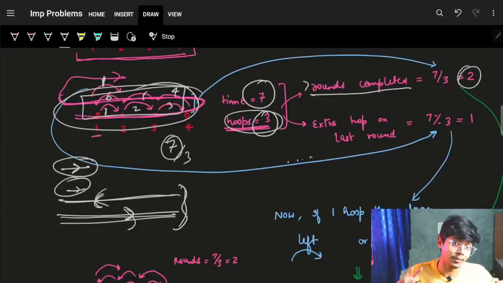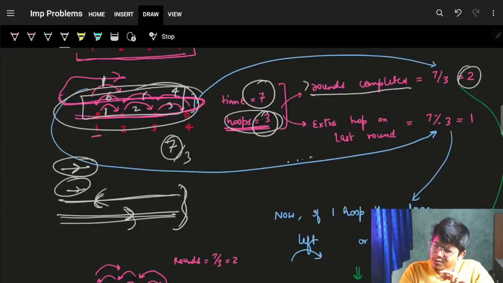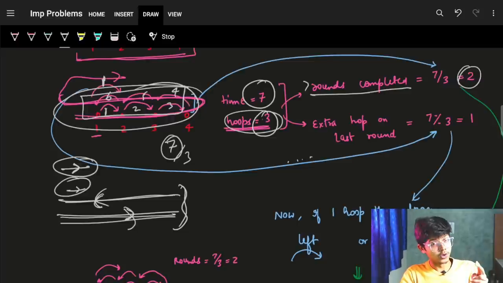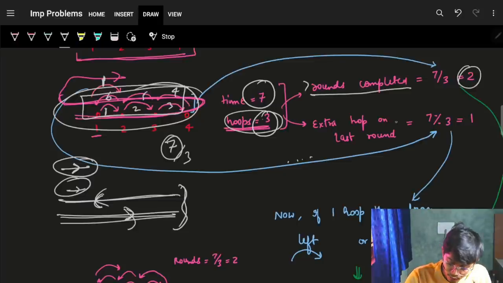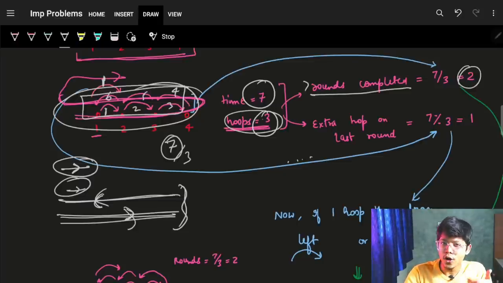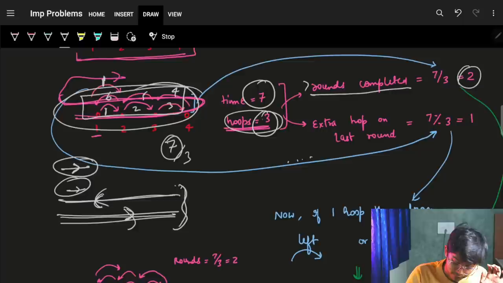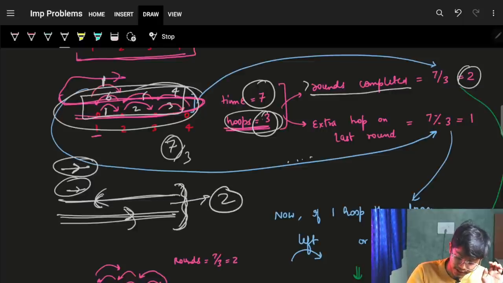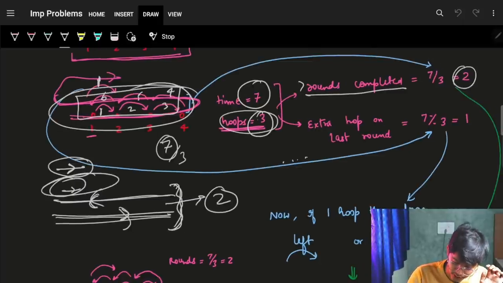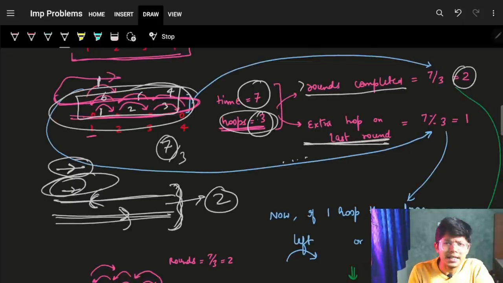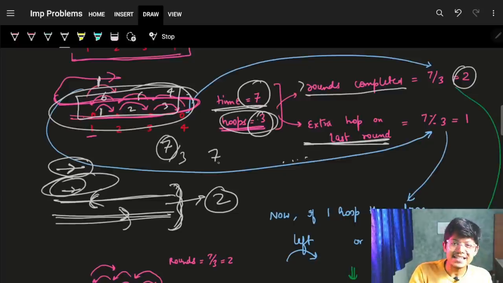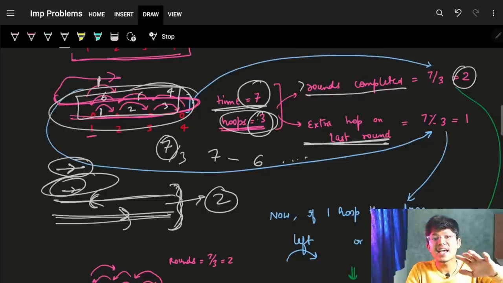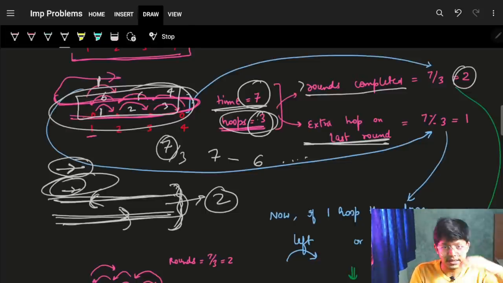I'm counting the absolute number of rounds completed. Okay. Now, will it solve the problem? No, right? Because rounds completed, what will they help me out with? But what will help me out is the extra hops which are required after the rounds are completed, which means that after these 2 rounds are completed, the extra hop which is required is nothing but the remaining number of hops. Because if it has 7 seconds, 6 seconds have already gone in computing these 2 rounds.